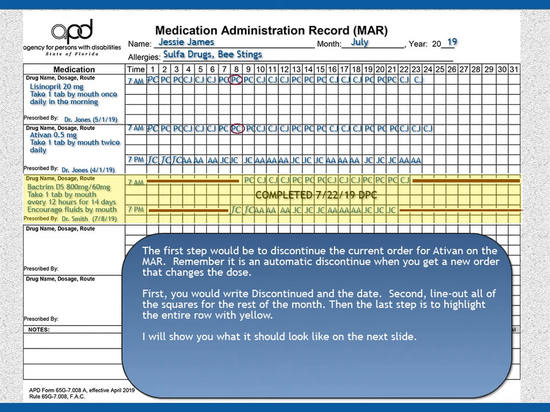Please enter the changes on your worksheet. I will show you what it should look like on the next slide. Be sure your MAR looks the same. If not, make the necessary changes.